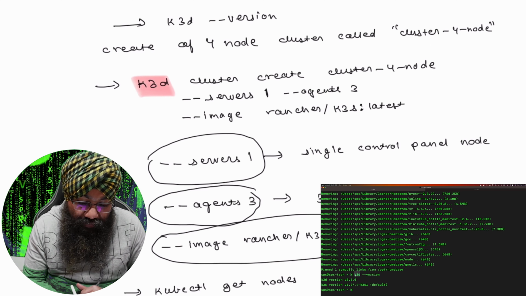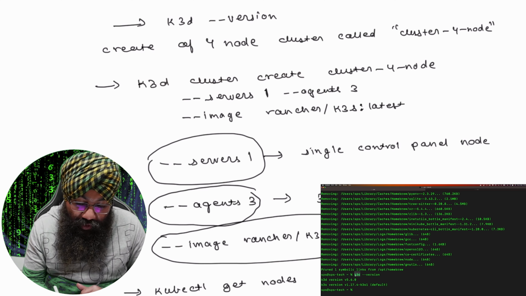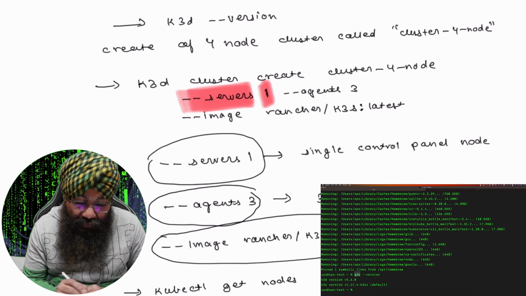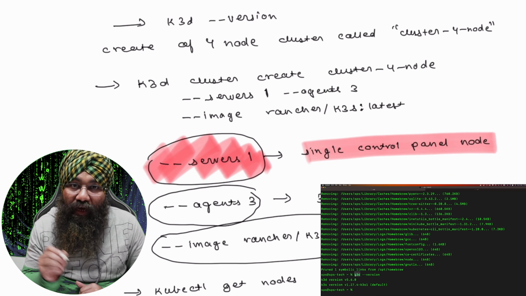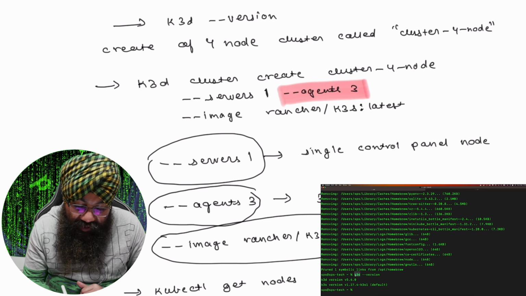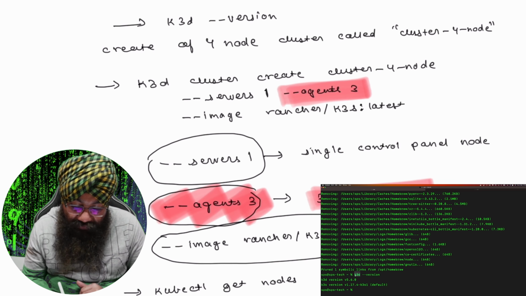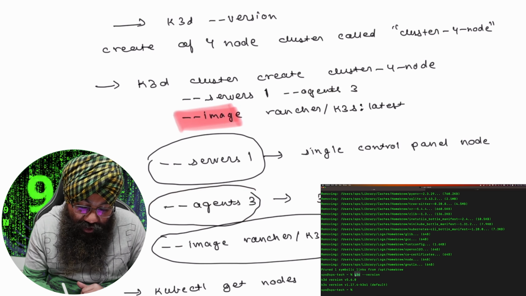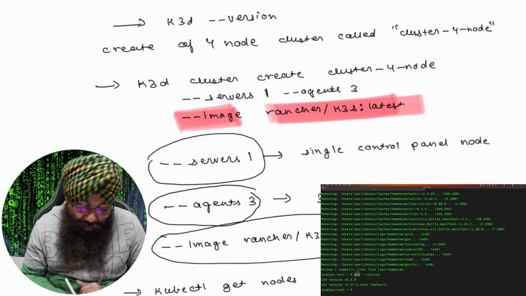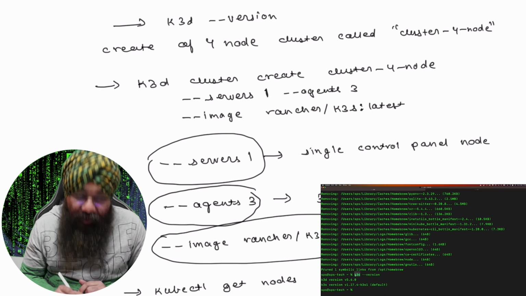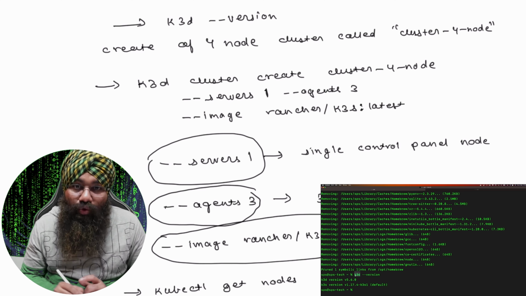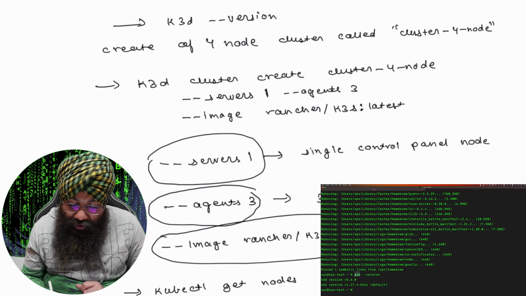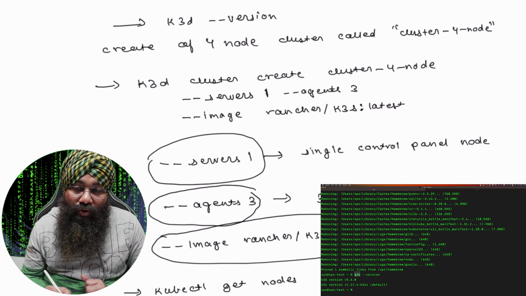So this command is k3d cluster create, and then we will give the name of the cluster. Then --servers, we will give it 1, specifying that we want a single control plane node. Then we will give --agents 3, so we are saying that we want 3 worker nodes. Okay. Then --image rancher/k3s:latest, so we are telling Kubernetes to download this image from this registry, use this Docker image, and deploy it on the cluster.